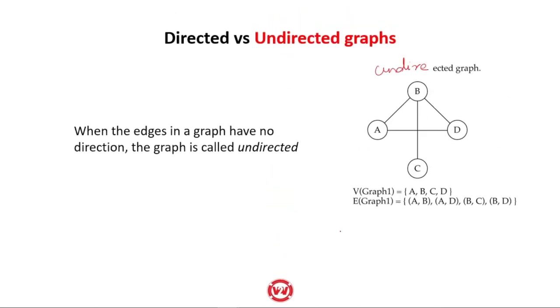And vice versa, if I have a graph in this way, and I have direction specified, let's say this edge goes from B to A, this edge goes from A to C, and this from B to C respectively, we call this a directed graph.